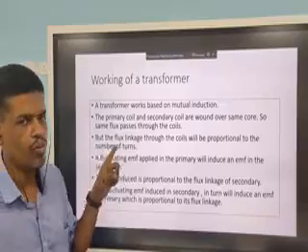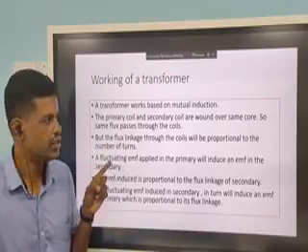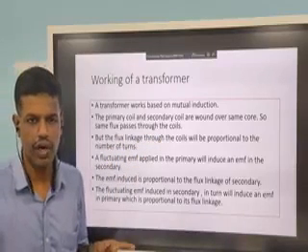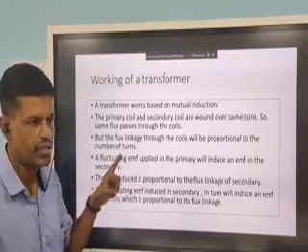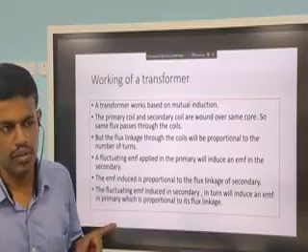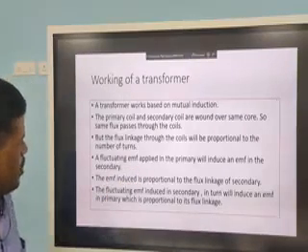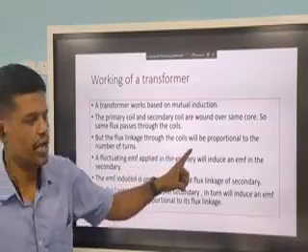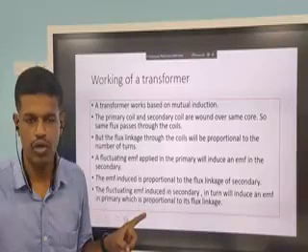But there is another property called flux linkage. Flux linkage is proportional to the number of turns. Since we have different numbers of turns for primary and secondary, the flux linkage will be different. Remember, flux is the same, but flux linkage is different. A fluctuating EMF applied in the primary will induce an EMF in the secondary. This is what we have described as mutual induction.